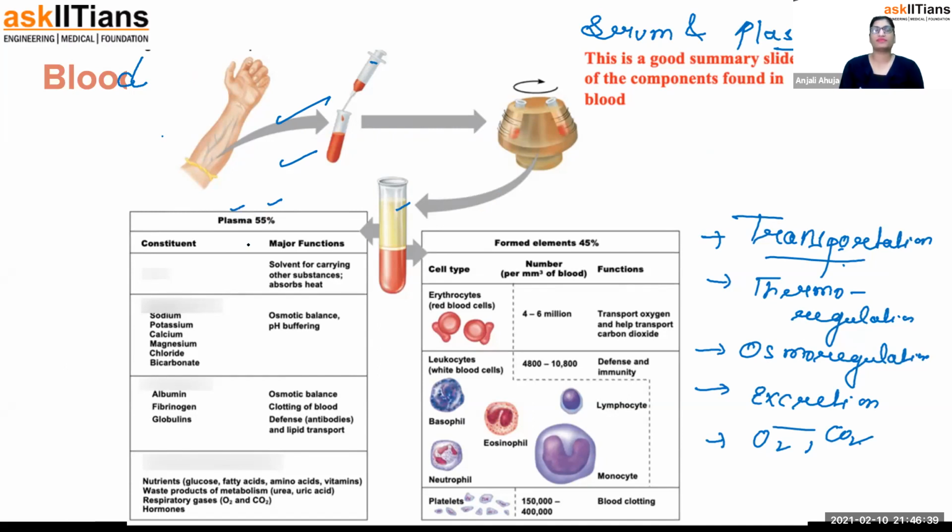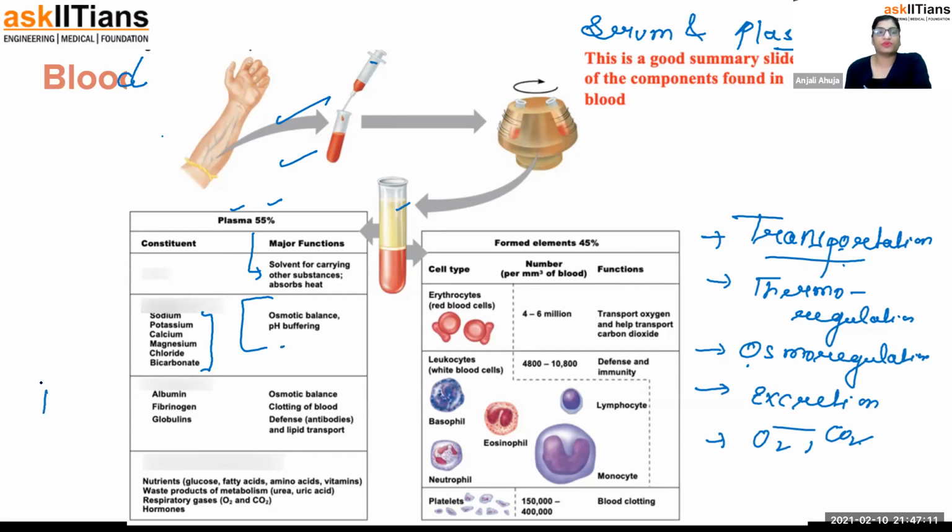Out of the 55% plasma, 90+% is liquid and the rest, a few percent, is only certain biomolecules. It consists of a solvent for carrying other substances; this is a function of the plasma. It is absorbing heat, so it is also maintaining temperature, and just carrying out the transporting work. It consists of many minerals: sodium, potassium, calcium, magnesium, chloride, and bicarbonate, which are obviously doing the osmoregulation, osmotic balance, and it maintains pH.